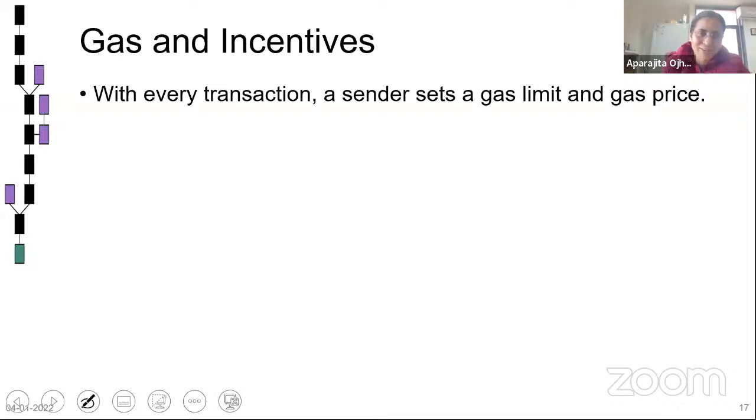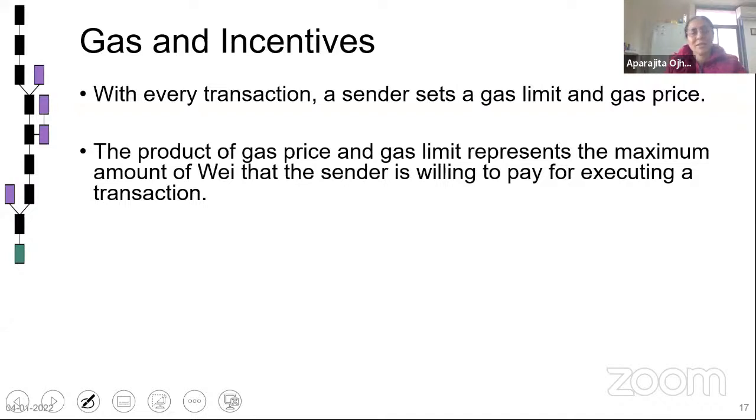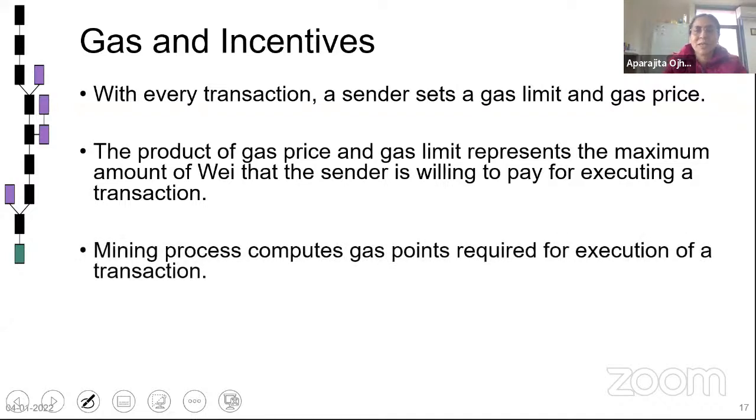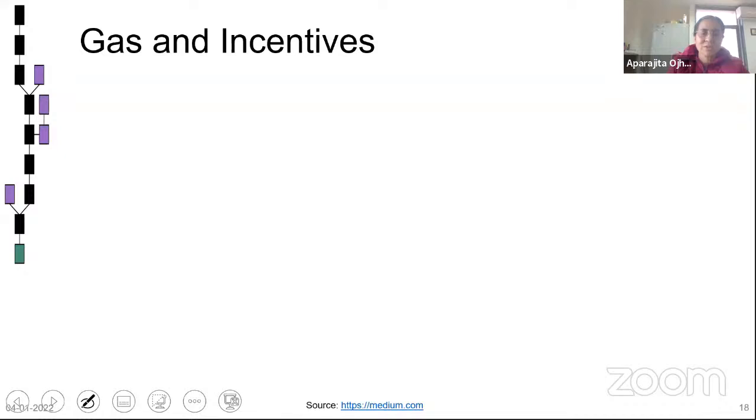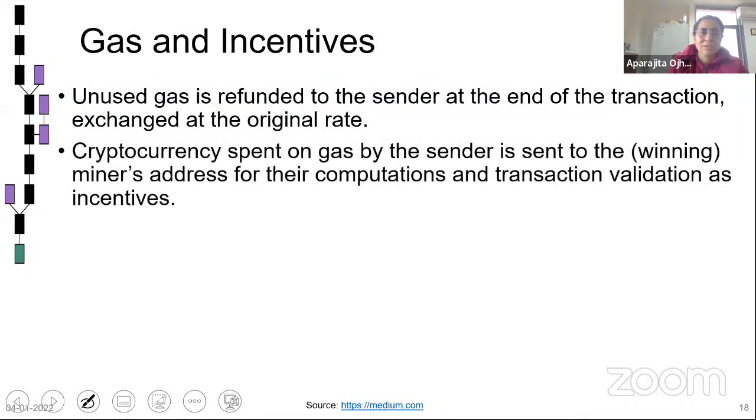Let us see what happens in case of gas. With every transaction, a sender sets a gas limit and a gas price. The product of gas price and gas limit represents the maximum amount of ether that the sender is willing to pay for execution of the transaction. The mining process computes the gas points required for execution. If the fee specified is not sufficient, the transaction is rejected. But the unused gas is refunded to the sender at the end of the transaction, exchanged at the original rate.